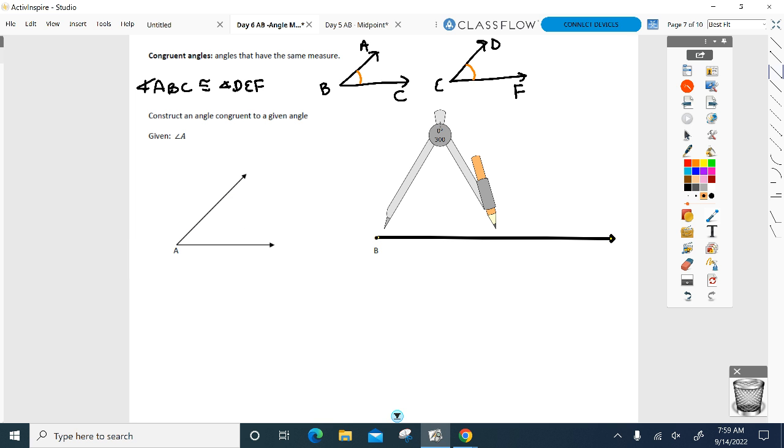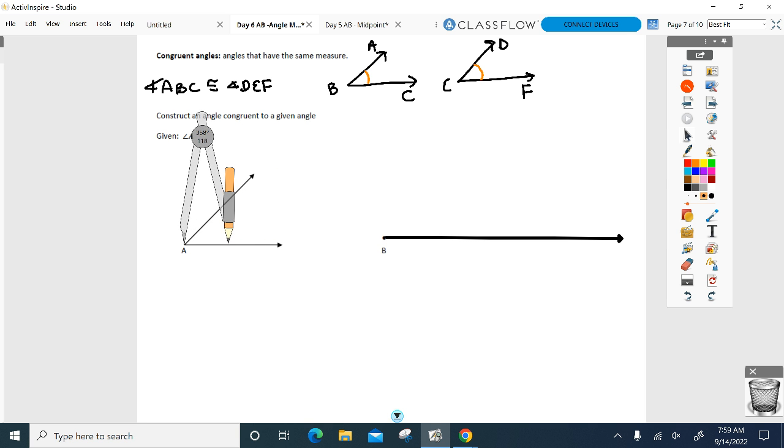Grab your compass. Put it on vertex A of angle A. And what you're going to do right now is make an arc that goes through both rays. Okay, so put your compass on vertex A. Make an arc that goes through both rays. Keep that opening the same on your compass.